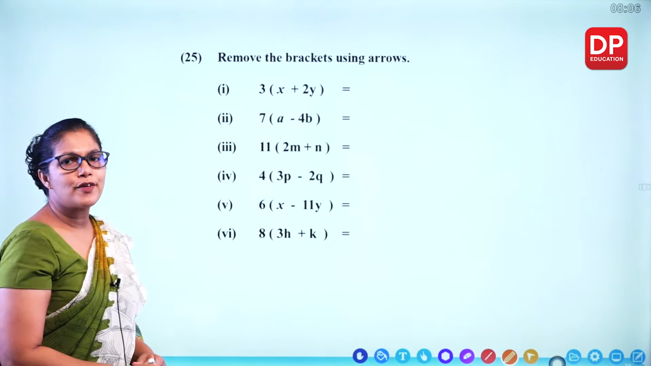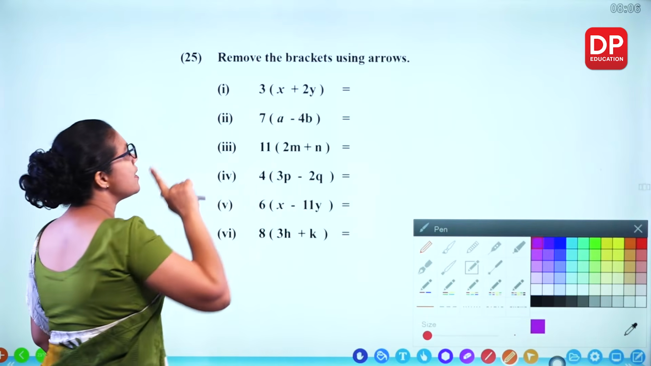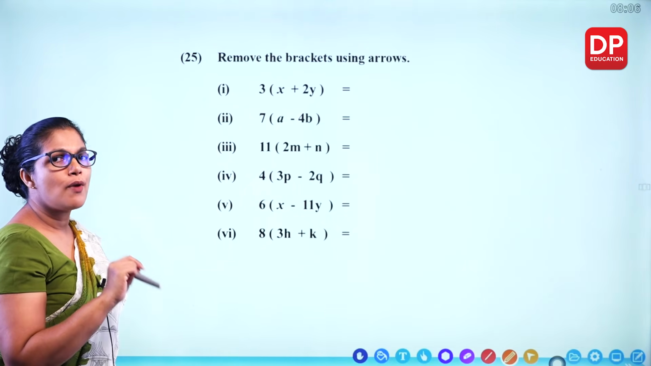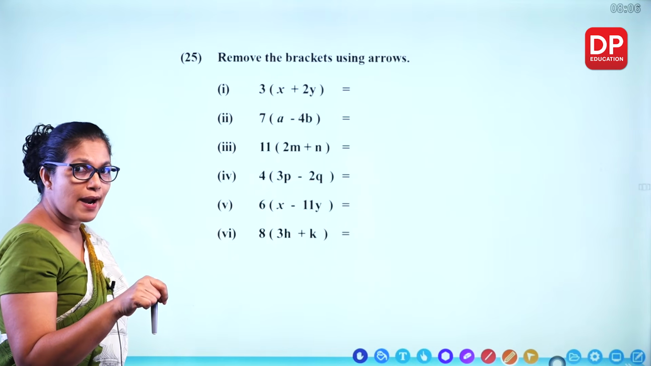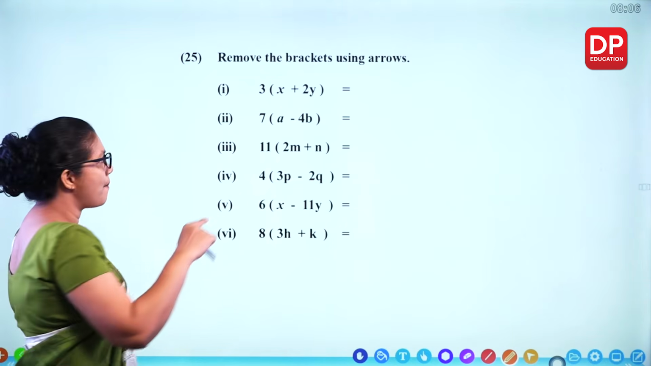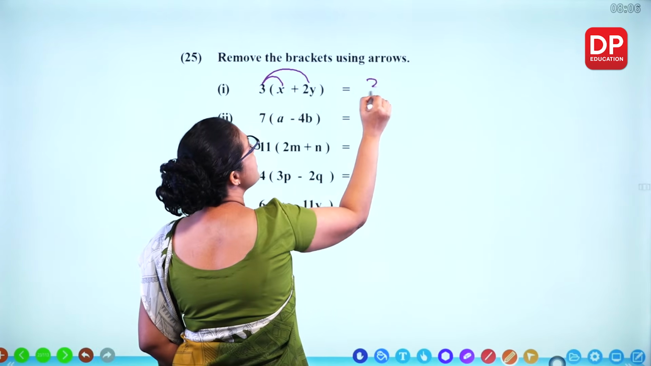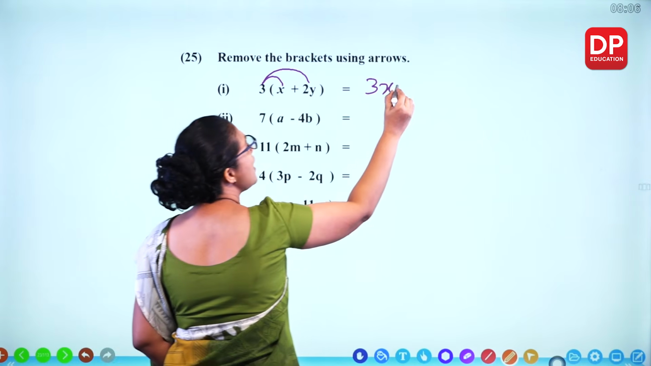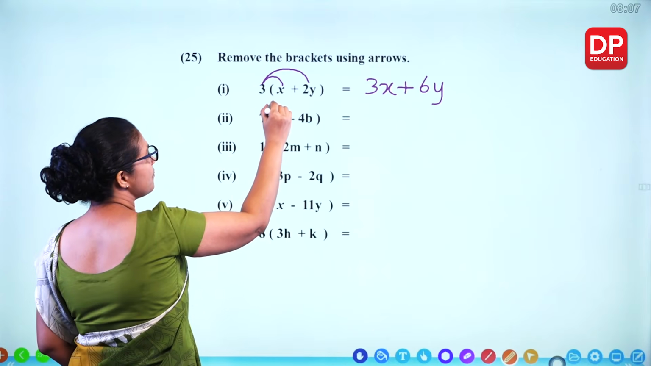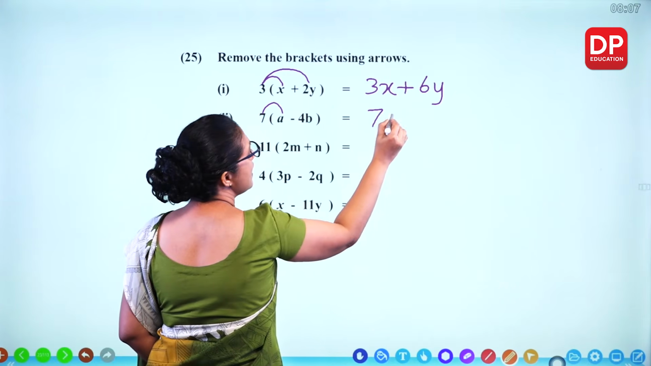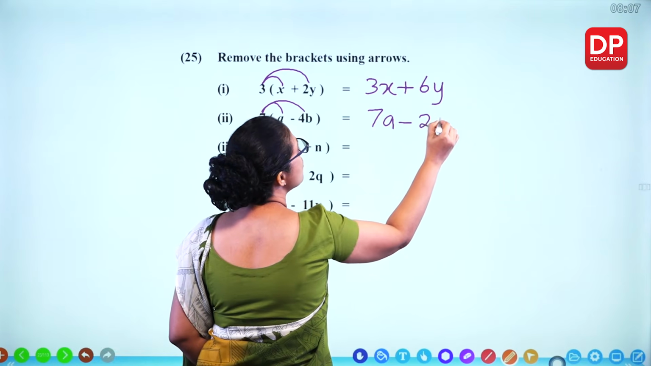Remove the brackets using arrows now. Now you can do that. When there's a number in front of the algebraic expression, you have to multiply all terms in the algebraic expression inside the bracket by the outside number. This with this, this with this. 3 into x, 3x. 3 into 2y, plus 6y. Now do this one. 7 into a, 7a. 7 into minus 4b. That means minus 28b.